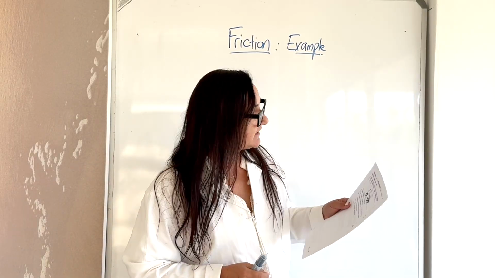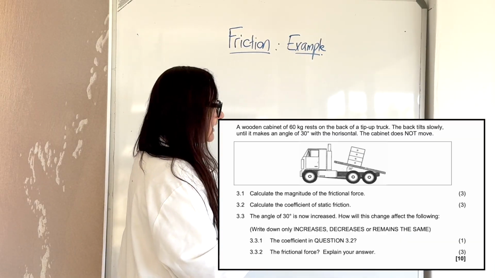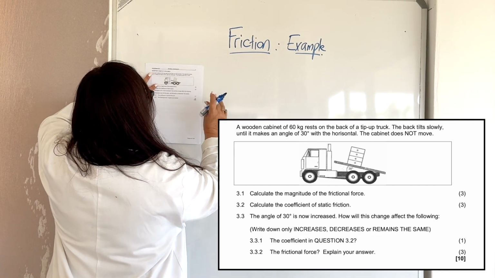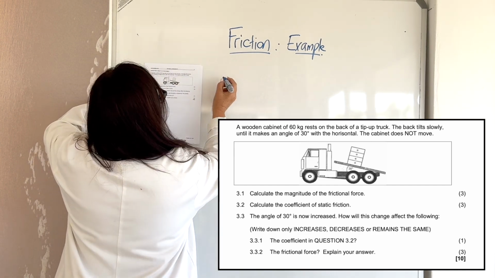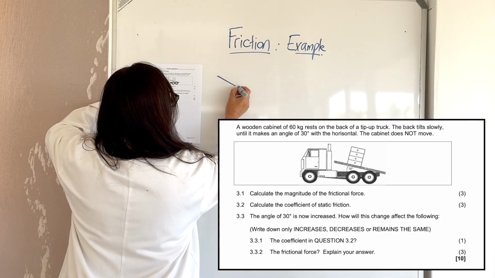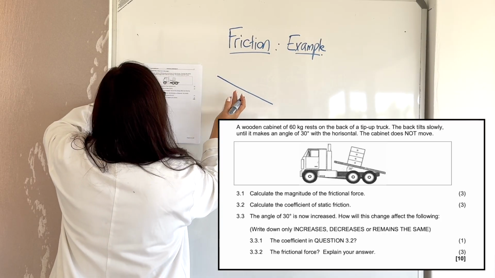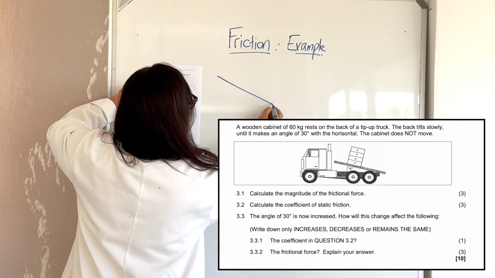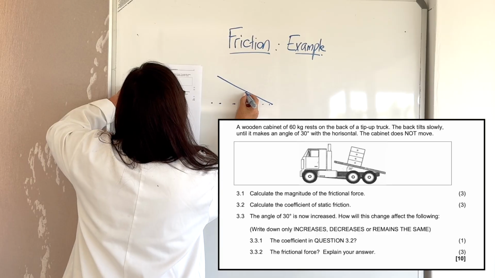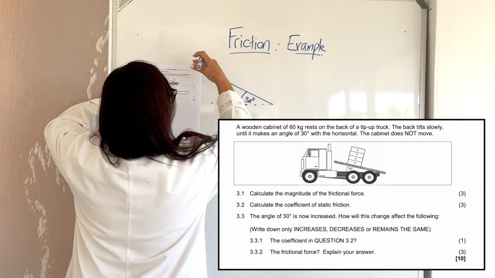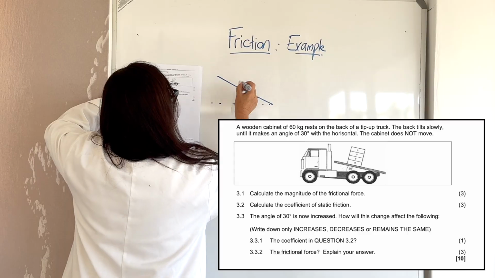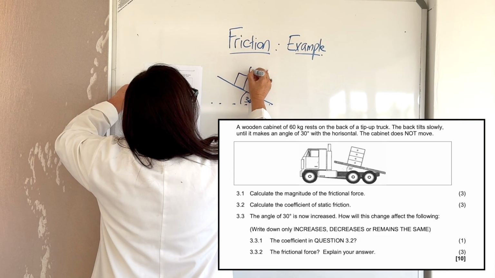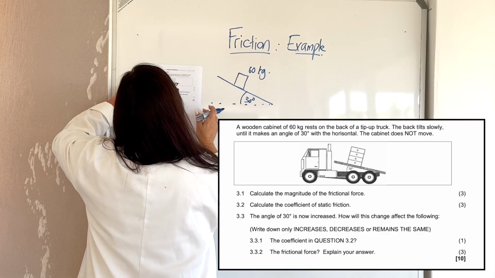Now we've got a question here. It states a wooden cabinet of 60 kilograms rests on the back of a tip-back truck. Now the back tilts slowly, so that's the back of the truck. I'm not going to draw the truck in, okay? It makes a 30-degree angle. So we've got the slope there on the truck of 30 degrees, and we do have our object here on the back, which they give us as 60 kilograms.